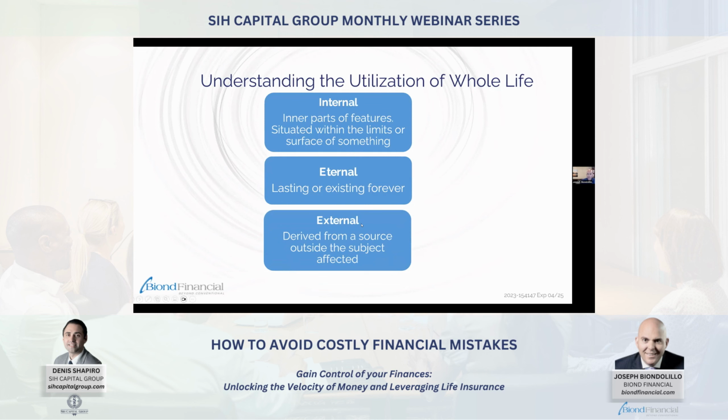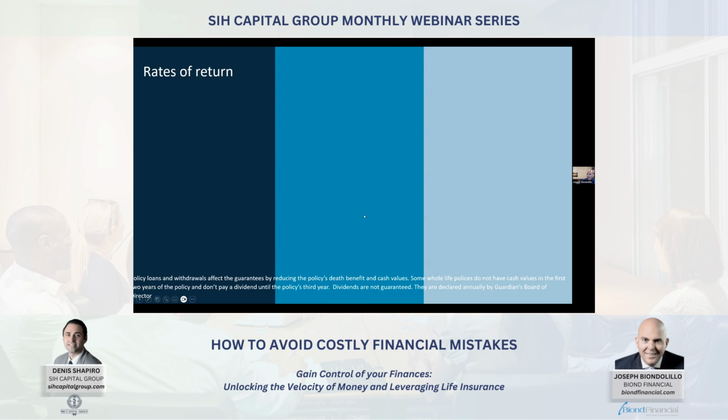And then properly structured, the internal return could also be utilized in a multiplier fashion through what we call the external return. And the external return is where the magic can happen if you know what you're doing. And it's how the money inside of the life insurance policy could be used outside. So external means derived from a source outside the subject affected. Okay.